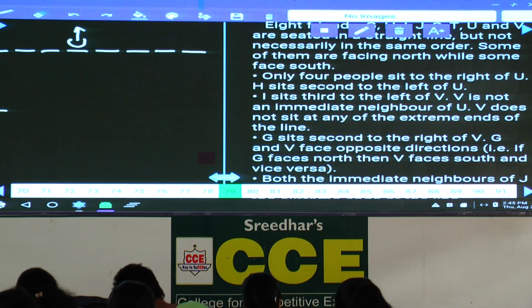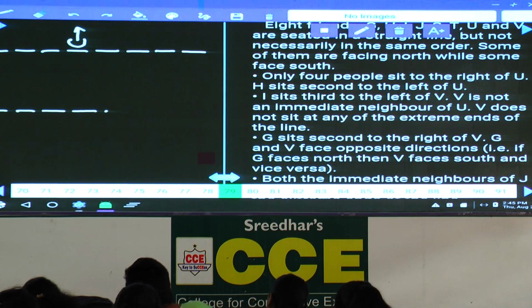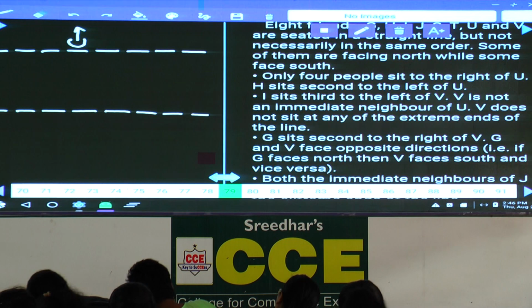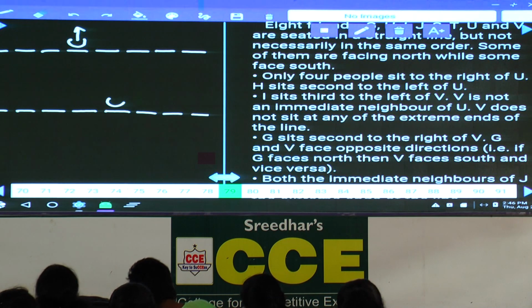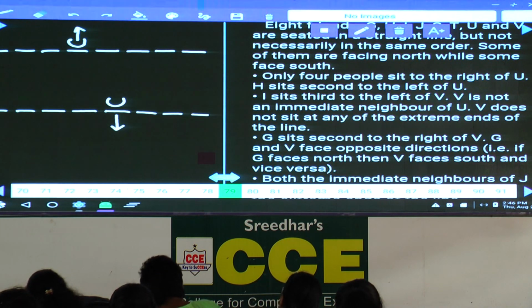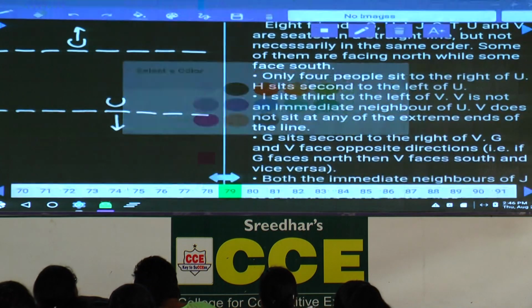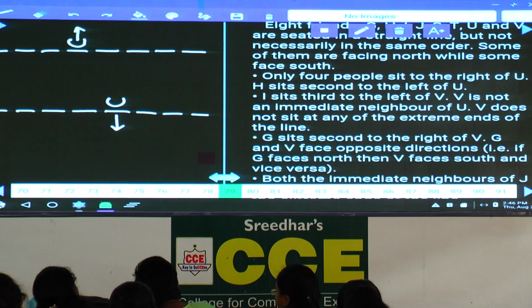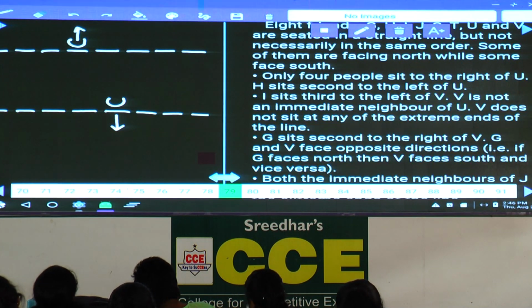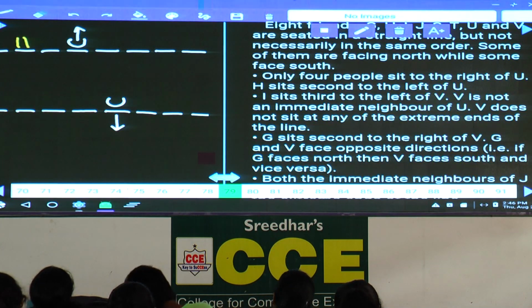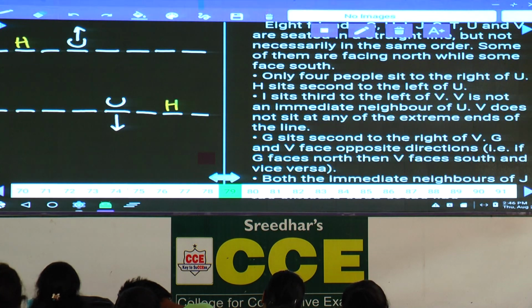Then what is the other possibility we have? 1, 2, 3, 4, and 5, 6, 7, 8. Now 4 people to the right hand side of U. If U is here, now U must be facing towards south. So how many possibilities do we have? 2 possibilities. Then H sits second to the left of U. Now in the first case, H is seated second to the left of U, and in the second case, H is seated second to the left of U.